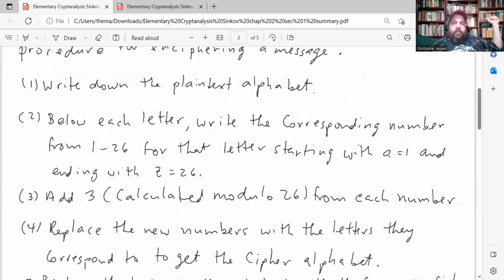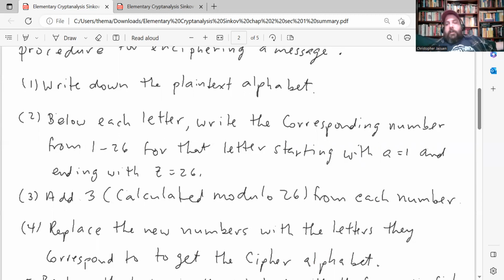So the first step is to write it down in plain text. Step 2: below each letter, write the corresponding number from 1 to 26 for that letter, starting with A equals 1 and ending with Z equals 26. Of course, Julius Caesar didn't use the English alphabet, he used the Roman alphabet, but you get the idea. There are 26 letters in the English alphabet, so A is 1, B is 2, and so on, all the way up to Z, which is 26.